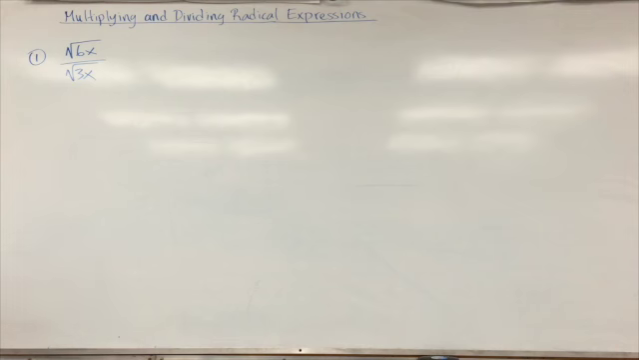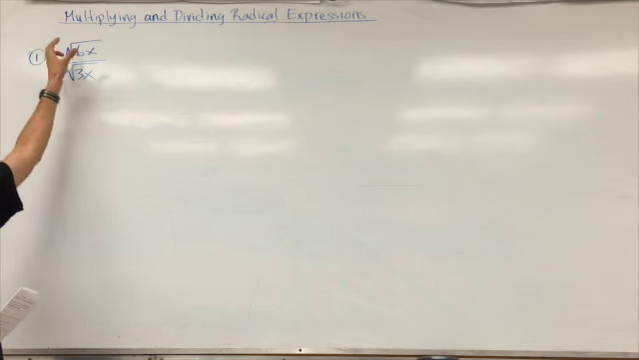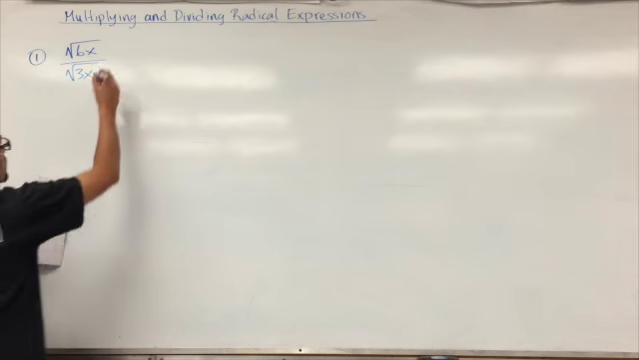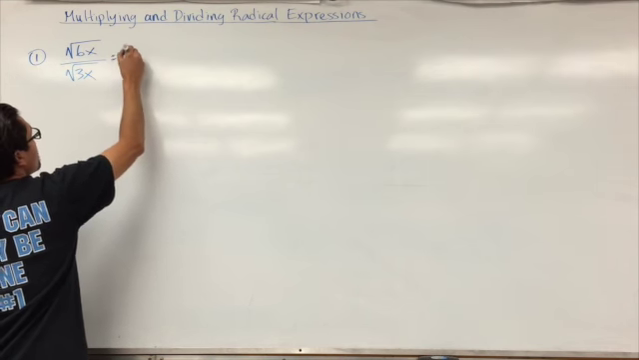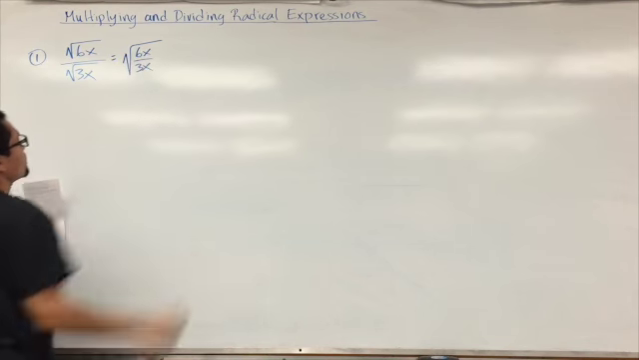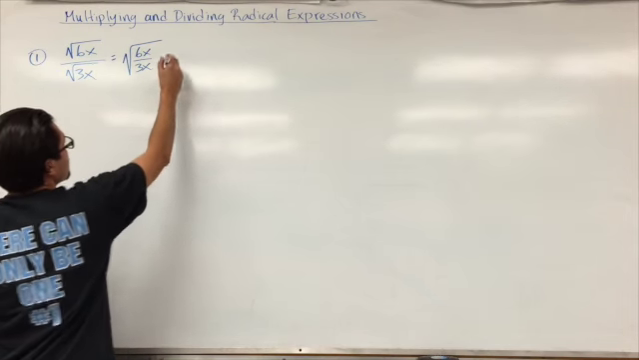What you need to remember for division is that the rules are the same. You can only combine these if they have the same index, if they're both square roots, or both cube roots, or both 4th roots, and so on. These are both square roots, so we can put them together under the same radical like that. And then you can simplify this part and see what else you can do.